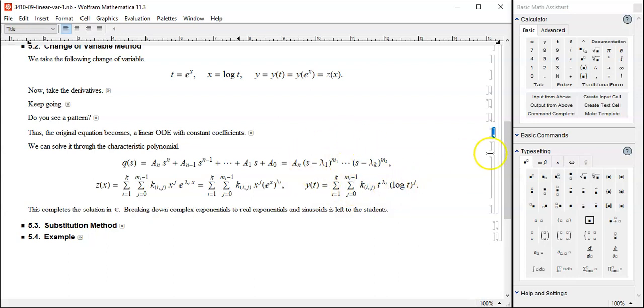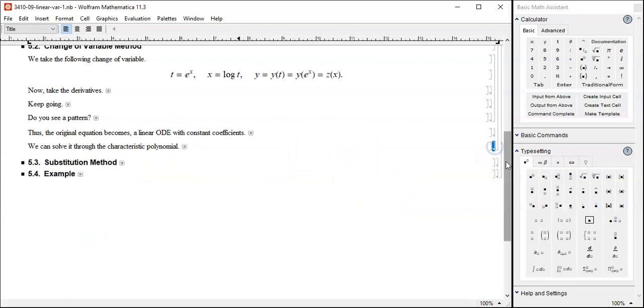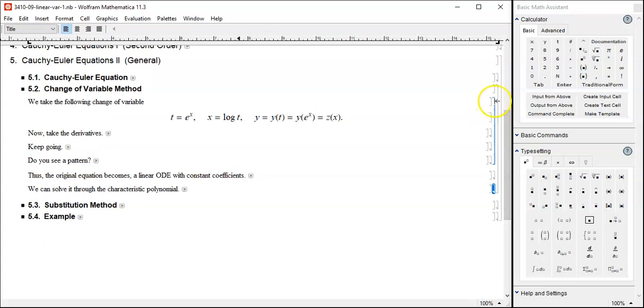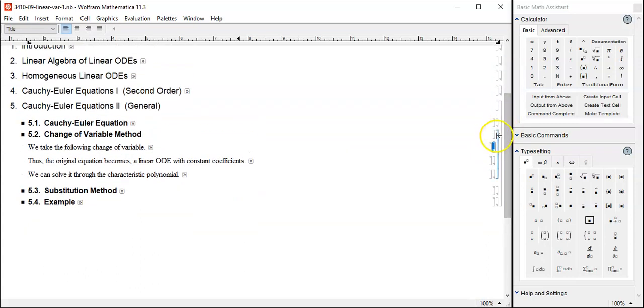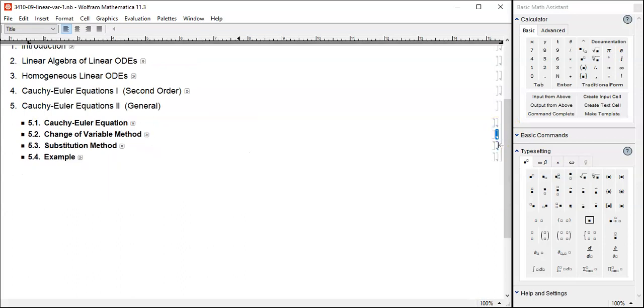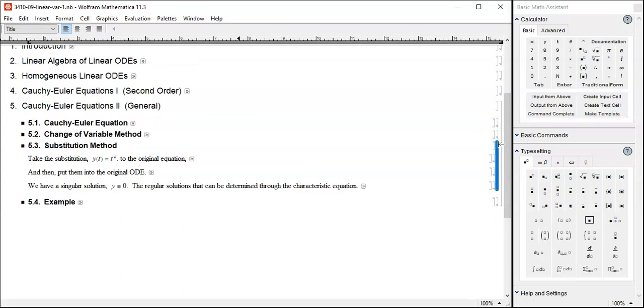Is anybody using this general form? Actually, nobody does that. Nobody will actually even use the change of variable method, to tell the truth. It's useful because it established the theory.